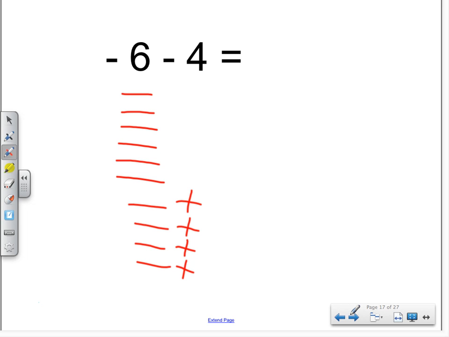So -6, take away 4 positives. Let's take away the 4 positives, and what do we end up with? We end up with -10.